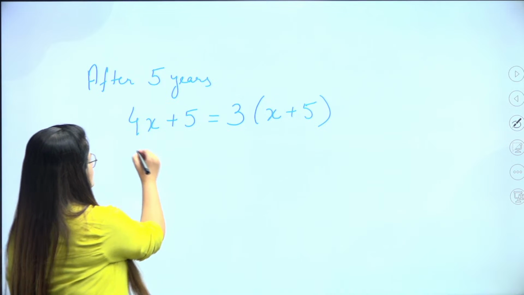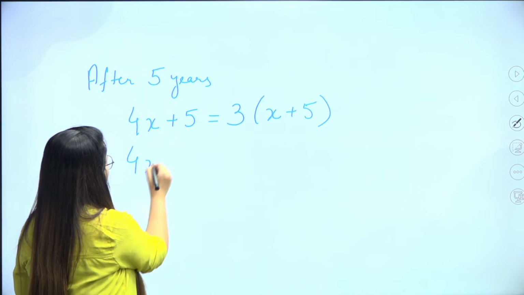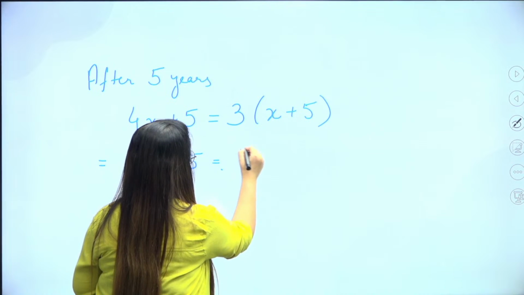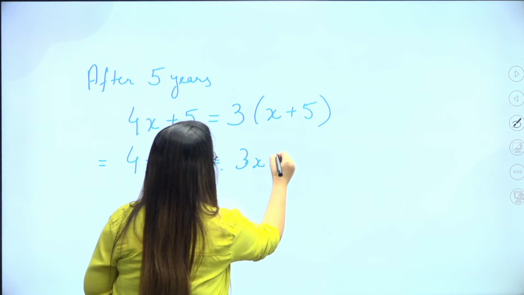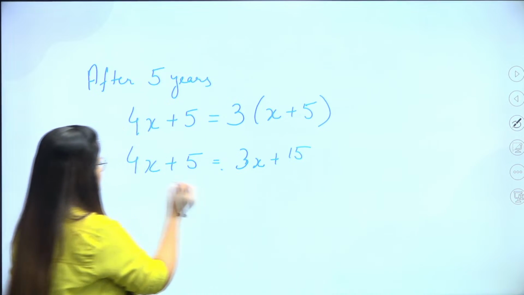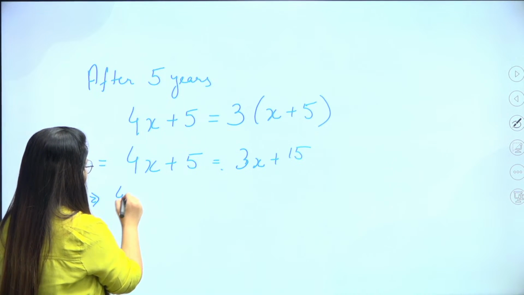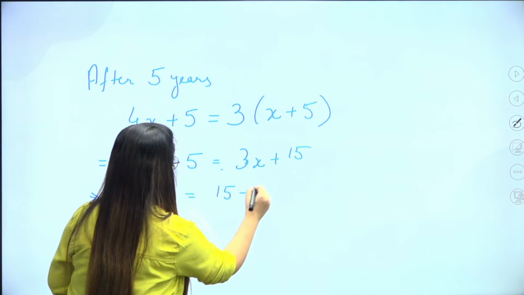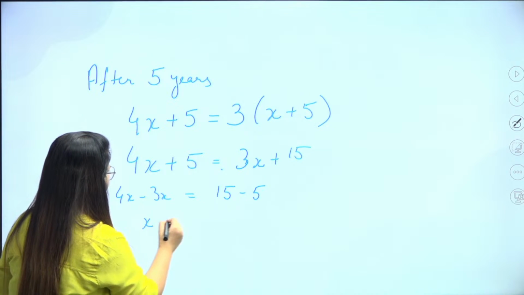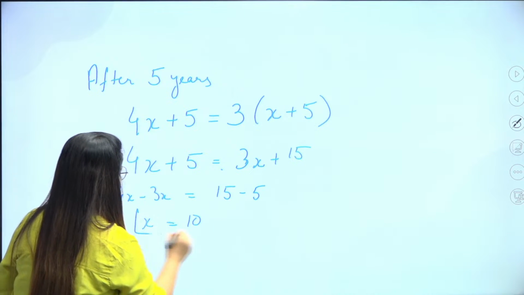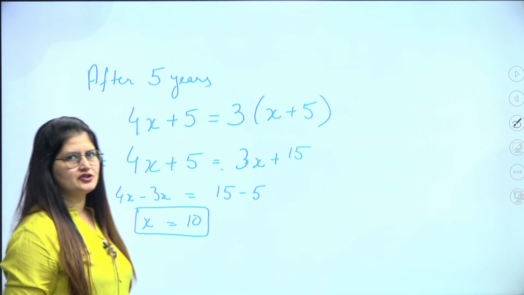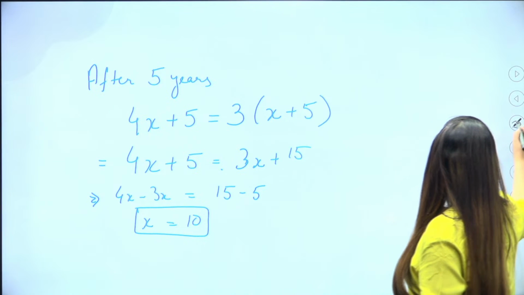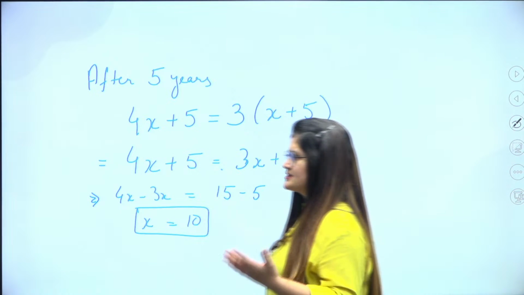So we have 4x plus 5 is equal to 3x plus 15. Now let's do the transposition here. We are going to get 4x minus 3x is equal to 15 minus 5. So we are going to get the value of x as 10. Now what is x actually? x is Meera's present age. So if I talk about the answer here, Meera's present age is x, which is 10 years.